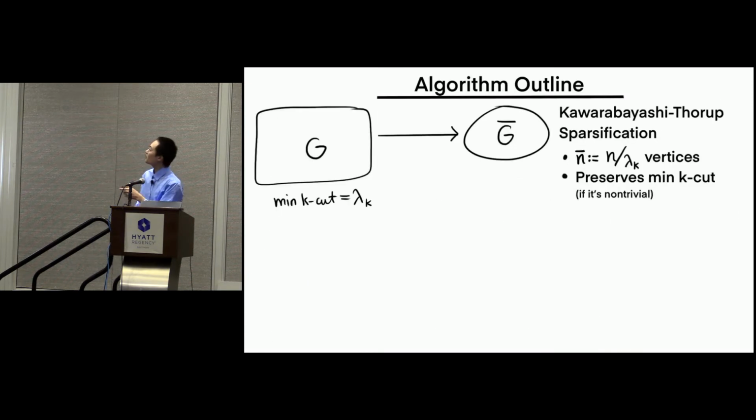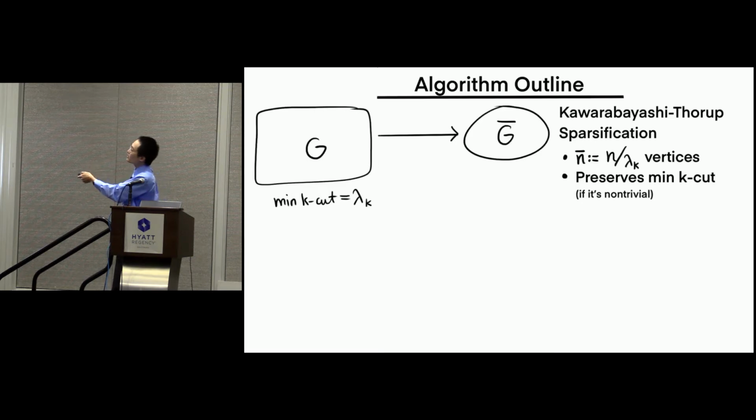I'll begin with a brief outline of the algorithm. It'll consist of multiple steps. The first step is, given an input graph G, we want to sparsify this graph to reduce the number of vertices. We use a sparsification routine due to Kobayashi and Thorup that says that given a graph G, we can sparsify the graph to preserve the min cut structure, in this case the min k-cut structure, and the number of vertices is much lower. Here, lambda k is the value of the min k-cut of the graph, and we adapt their sparsification to show that we can reduce the number of vertices to n over lambda k.